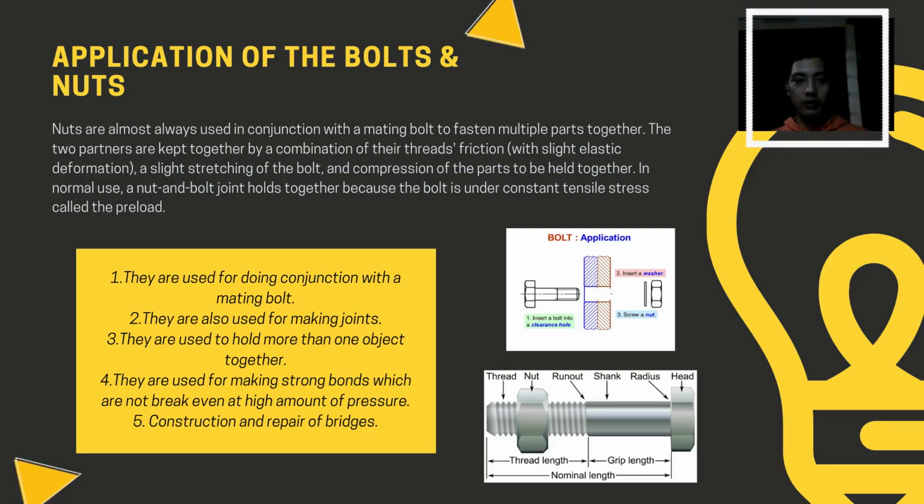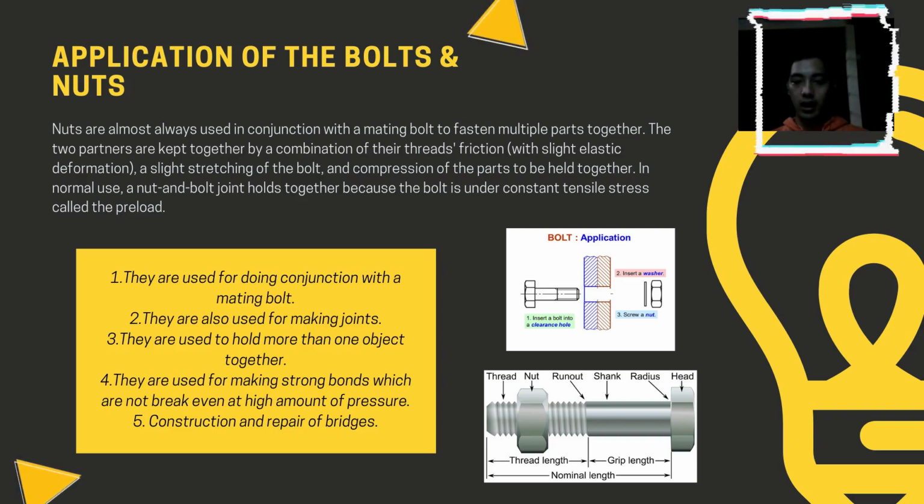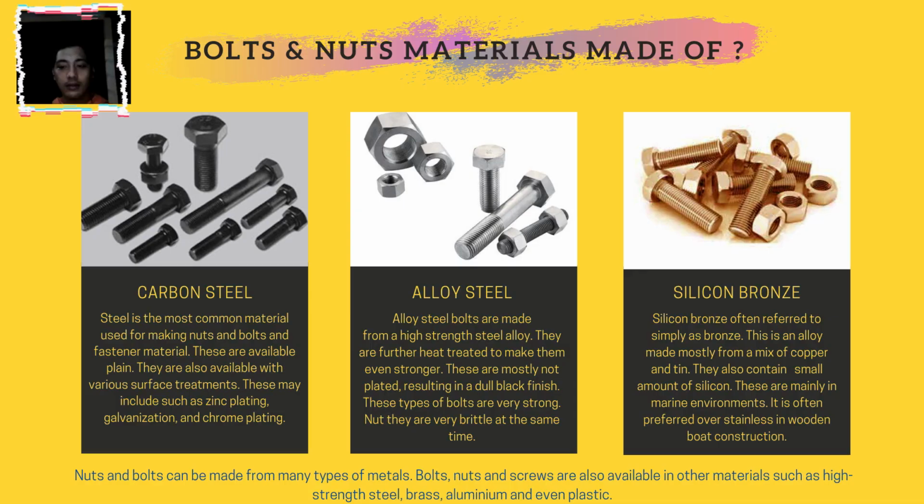Okay, the application of bolts and nuts. Nuts are almost always used in conjunction with a mating bolt to fasten multiple parts together. The two partners are kept together by a combination of their threads, friction, and slight elastic deformation: a slight stretching of the bolt and compression of the parts to be held together. In normal use, a nut and bolt joint holds together because the bolt is under constant tensile stress called the preload.